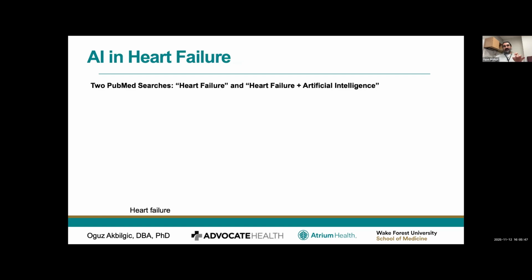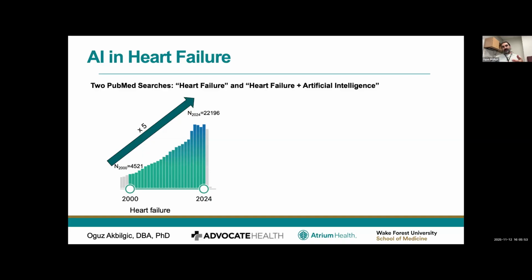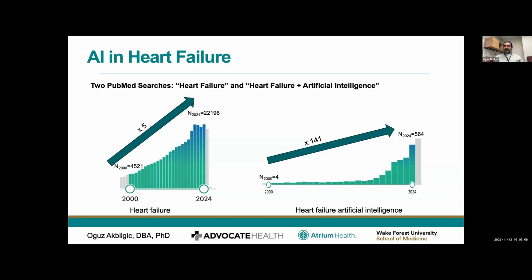But if we want to look at a specific domain, for example heart failure, when we put heart failure as a search term, there are 5 times more publications from 2000 to 2024, but it is not a very fair comparison because there are more journals and more authors. To put it in context, if you put in both heart failure and artificial intelligence, there are more than 100 times more publications in the literature. These all show the great interest in applying artificial intelligence to solve clinical problems.